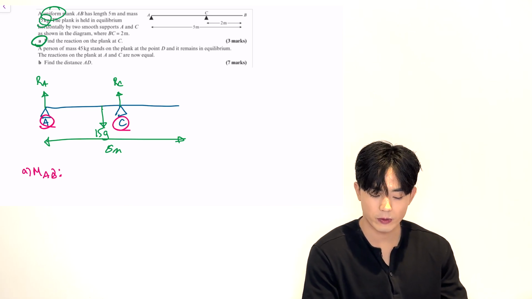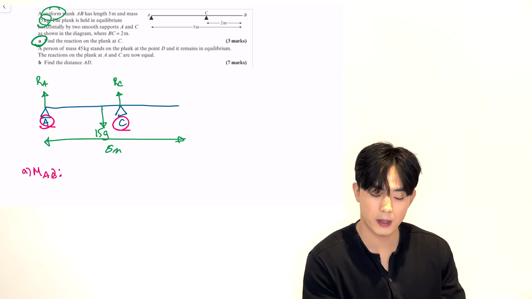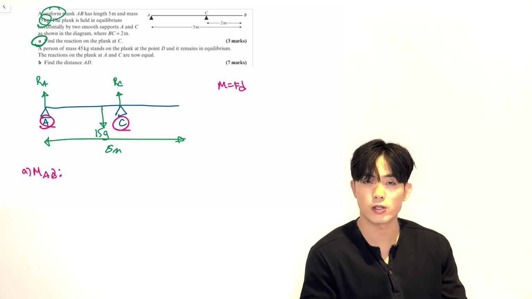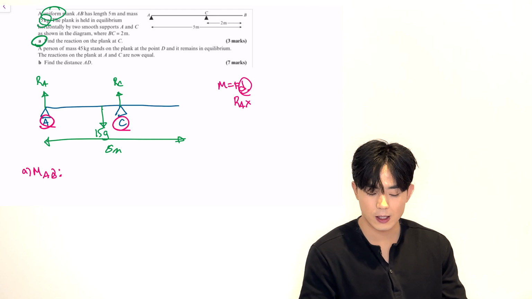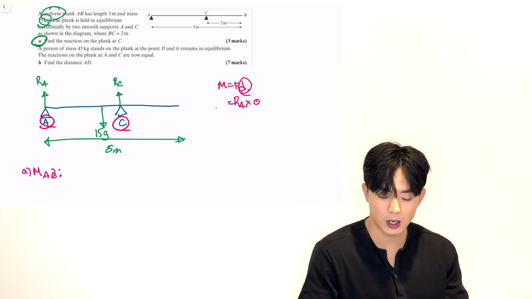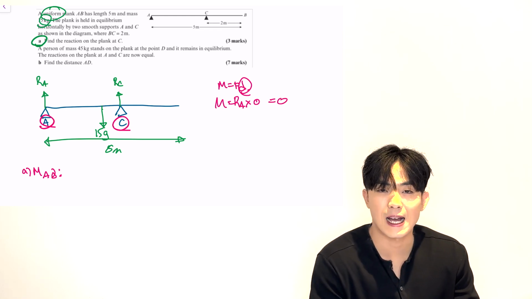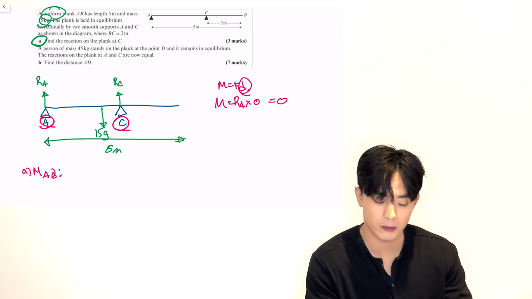The reason being is if I do moments about A, any forces at the pivot would disappear, because as you know, moment is force times distance. So if I was to do the moment of RA, it would be RA times the distance. The distance of RA to A is just 0, so the moment for RA is actually going to be 0. Therefore, any forces acting at the pivot we don't have to consider when doing moments. That's a general tip you should always remember.